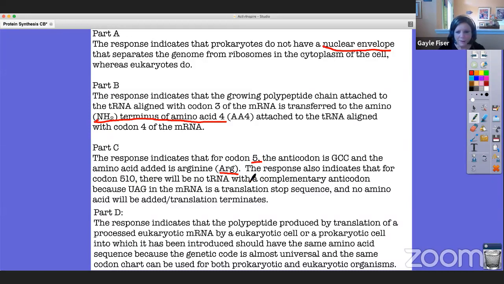And then 510, that's why I knew that. I wanted my little, what do you call it? The indicator to stop. There's not an anticodon bringing in a stop.